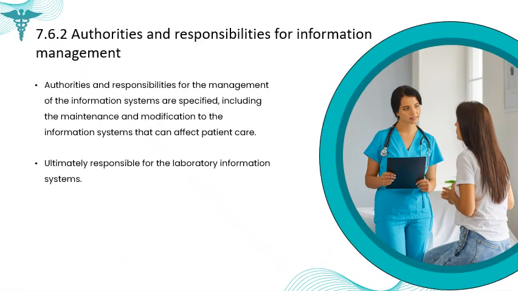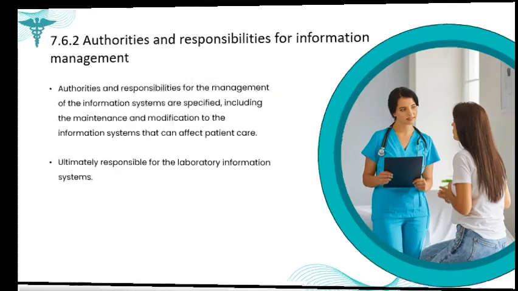Authorities and responsibilities for information management. The laboratory shall ensure that the authorities and responsibilities for the management of information systems are clearly defined and documented. This shall include, but not be limited to, the maintenance, modification, and oversight of information systems in circumstances where such activities have the potential to impact patient care. The laboratory shall retain ultimate accountability for the performance, integrity, and reliability of its information systems, irrespective of whether activities are performed internally or by external providers.